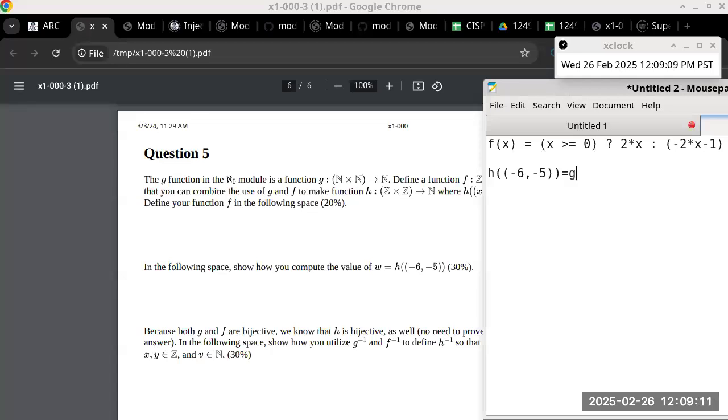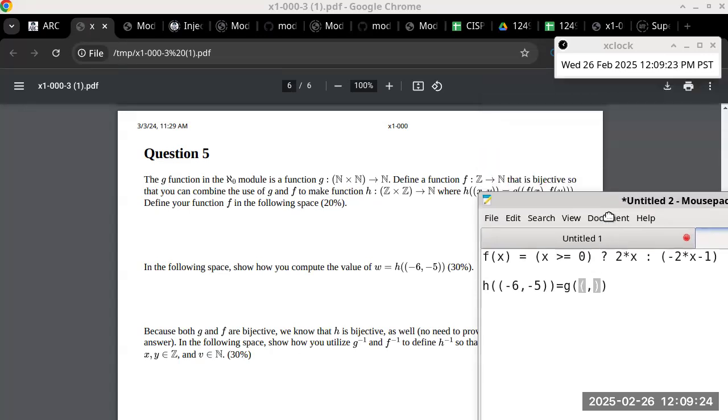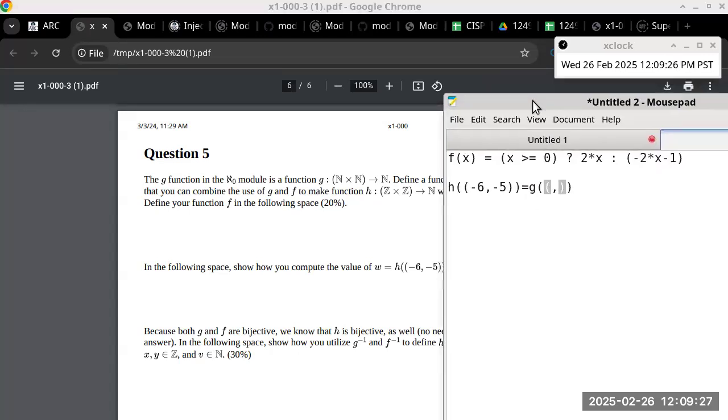We just expand it. It is the g of, and the g function also applies to a two tuple, and that's why we have quote unquote double parentheses. Once again, they're both necessary. Based on the definition given to you, we have to apply f to the first item of the original two tuple. So we have f of -6 here, and f of -5 here. I'm just doing a step-by-step expansion of how H is defined, and then a step-by-step evaluation. I first have to figure out what is f of -6.